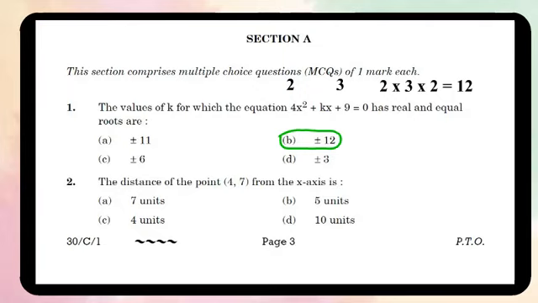Now look at the second problem. Note, students, the perpendicular distance of a point from the x-axis is its y-coordinate, and the perpendicular distance of a point from the y-axis is its x-coordinate. So the correct answer is option A, 7 units.